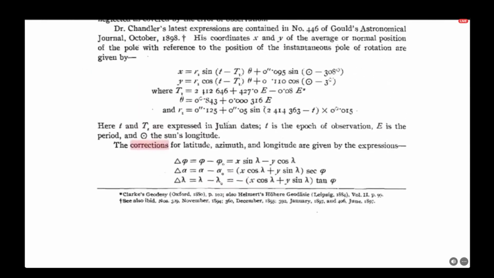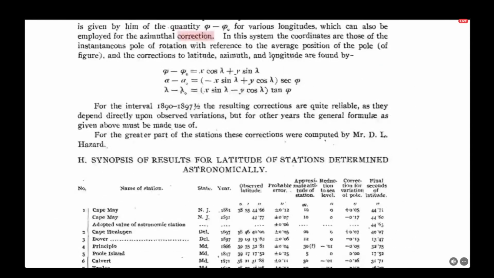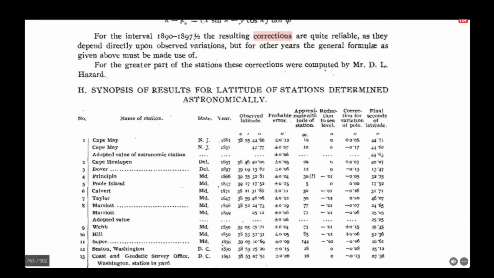Oh, no way. It's crazy. The coordinates from our prediction, instantaneous pole of rotation with reference to the average pole. So again, corrections to latitude, azimuth, and longitude. So what are they measuring? It looks like they're doing more correcting than measuring. The resulting corrections are quite reliable, as they depend directly upon the observation. So, observed latitude, your error rate, what you should correct it to, so that we can give you our correction for the spherical coordinate adjusted latitude.